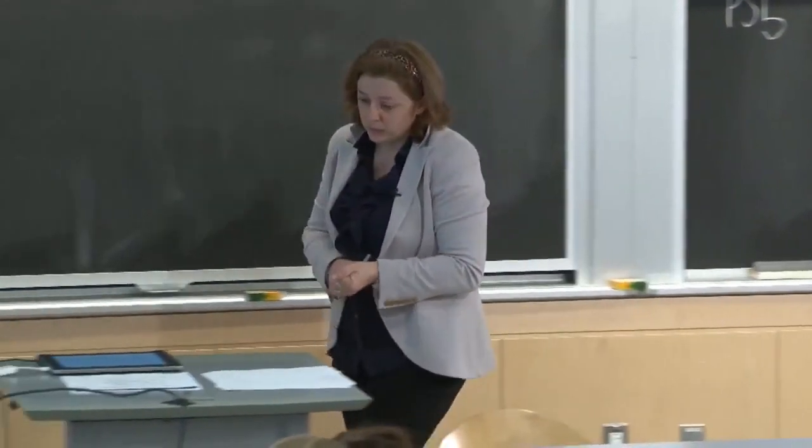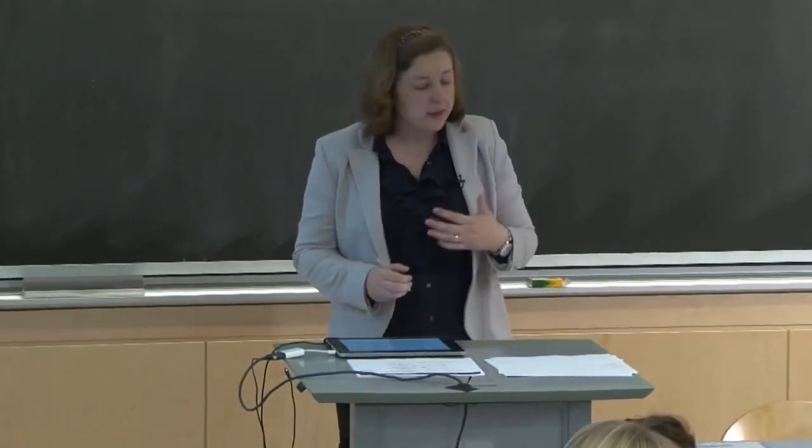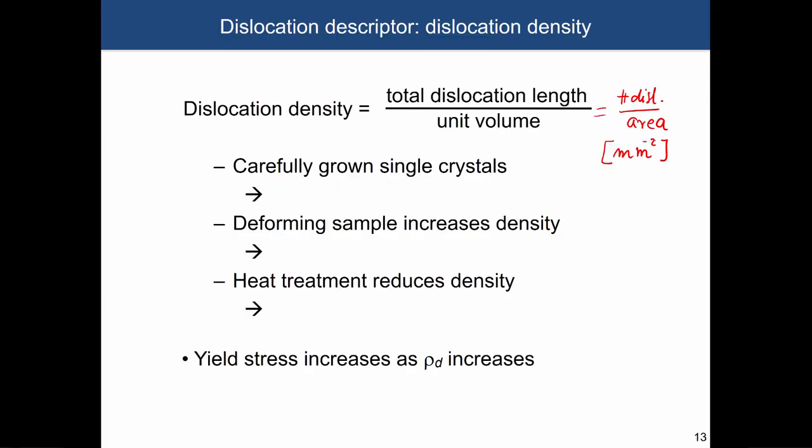So if you, for example, have a carefully grown single crystalline material, the density of dislocations will be 10 to the third, or 1,000 per millimeter squared. So what that means is that even when you very carefully grow a material, there will be a certain number of dislocations that are produced simply through the growth process. So it's very often something that you cannot eliminate totally.